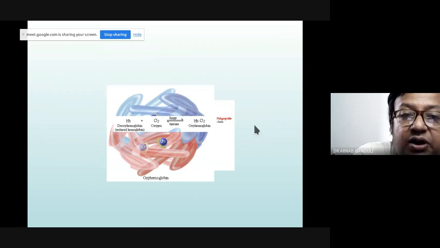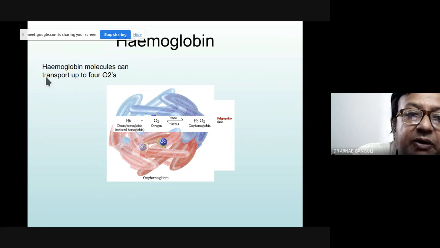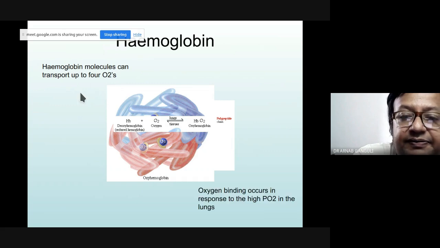Now, what happens with hemoglobin is that hemoglobin molecules can transport up to 4 oxygen. One hemoglobin molecule, 4 oxygen. Oxygen binding occurs in response to the high partial pressure of oxygen in the lungs.